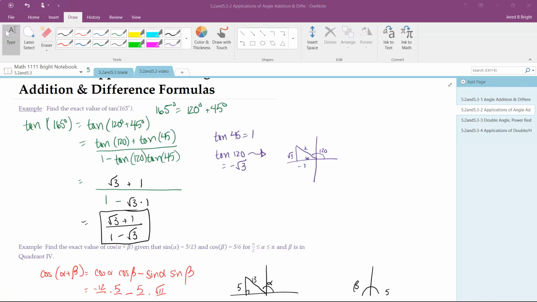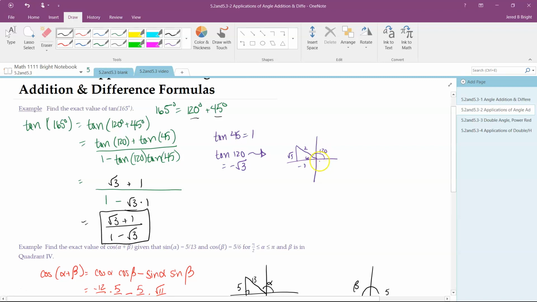And here are the answers. For the first one, tangent of 165, I recognize that 165 is 120 plus 45, and then broke it down into that within tangent, and then used the tangent identity for angle addition. Then I had to figure out what tangent of 45 was and tangent of 120. For tangent of 45, I just know that that's 1, because you have square root 2 over 2, square root 2 over 2, and then 1 for the hypotenuse.